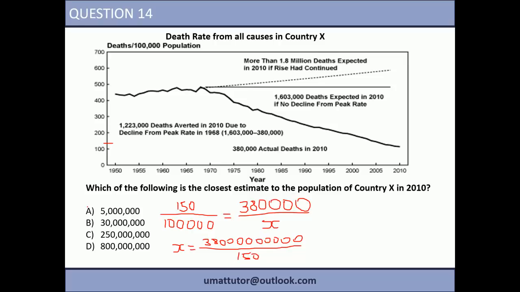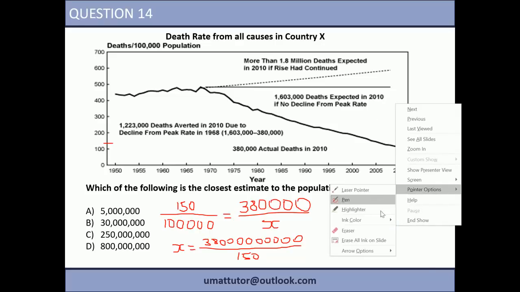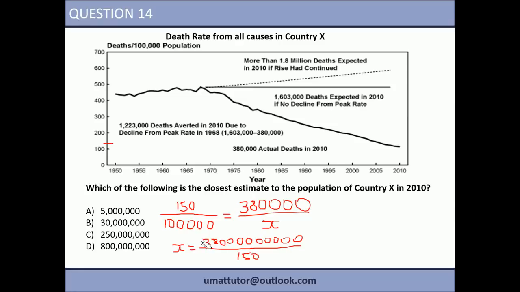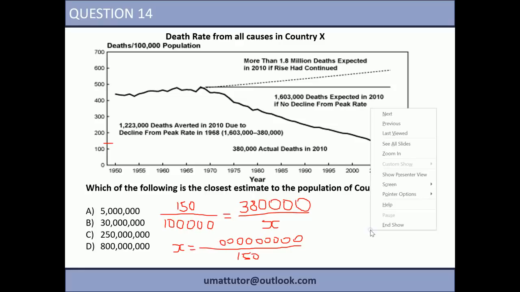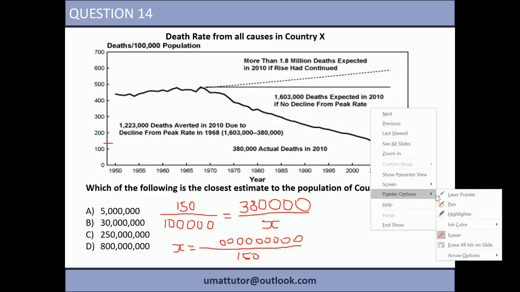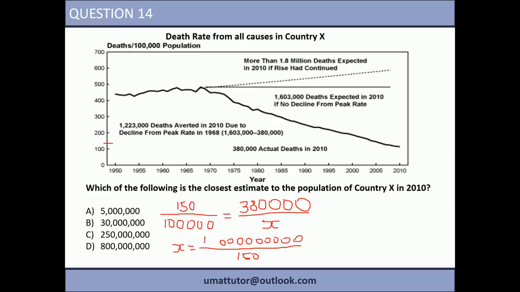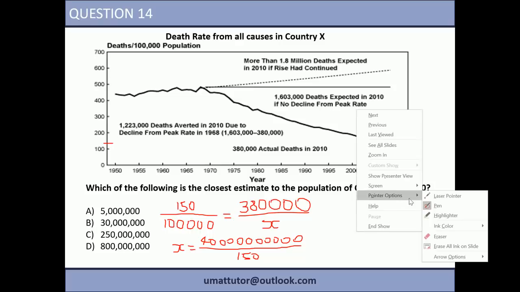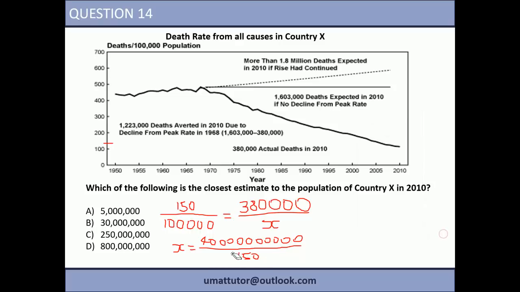Now if you look at the answers, they're all very different. There's big gaps between all of them. So that means you can round quite a lot. So what I'm going to do here, just to make it a bit easier with the math, is get rid of the 3 and the 8 in front of here and replace it with 4 and 0. So just changing it from 38 to 40. And on the bottom, instead of 150, given we've increased the top by a little bit, I'm also going to increase the bottom. So instead of 150, I'm going to write 200. So just a small increase there. That should make it much easier again.